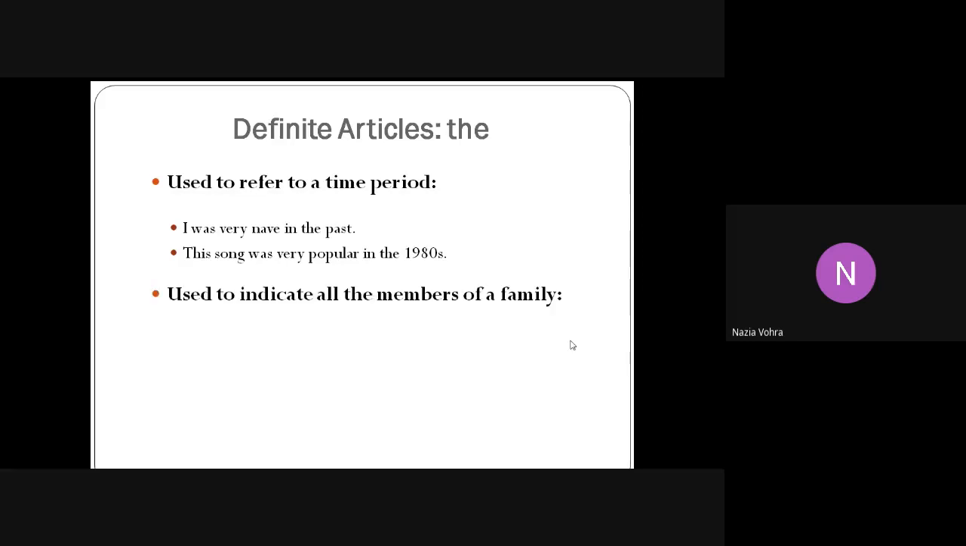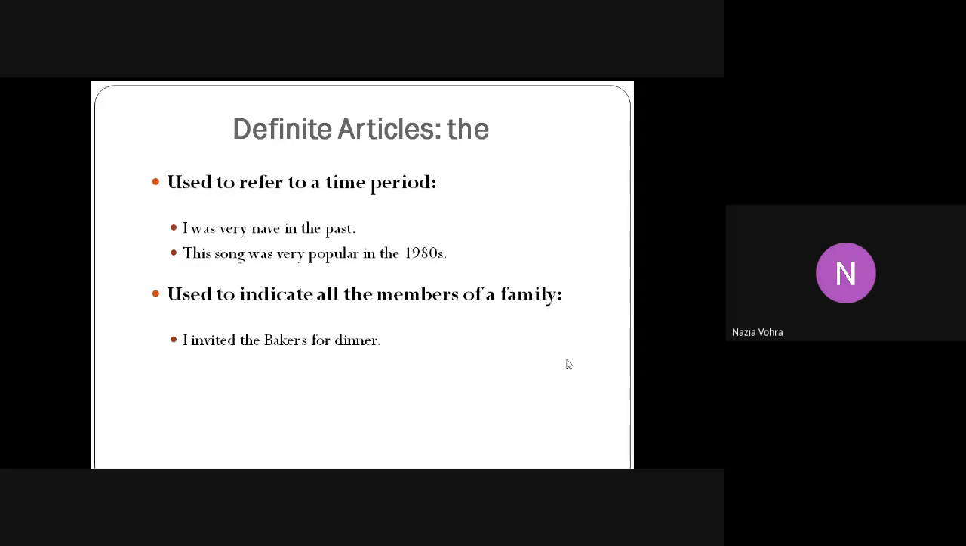Then it is used to indicate all the members of a family. I invite the Bakers for dinner. It means that there is one particular family. Say my last name is Vora. So all the members in my family, I will say the Voras. We are the Voras. Clear?